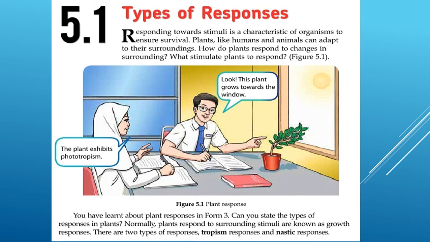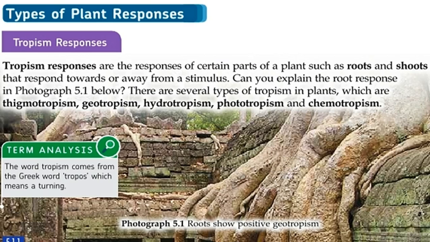So we go to types of responses in plants. Plants, like humans and animals, adapt to their surroundings. So plants also respond to changes in the surroundings. Actually, you have learned about plant response in Form 3. We have two types of plant responses. The first one is tropism and the second one is nastic response. Tropism responses and nastic responses. So we go to tropism responses first.